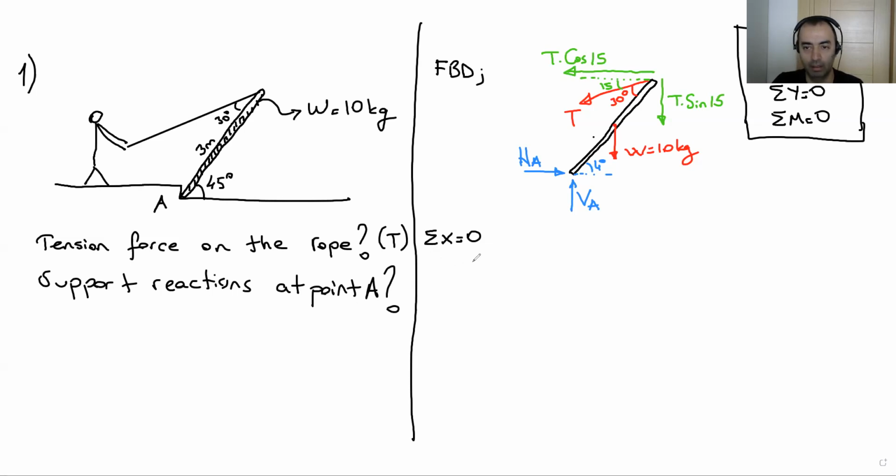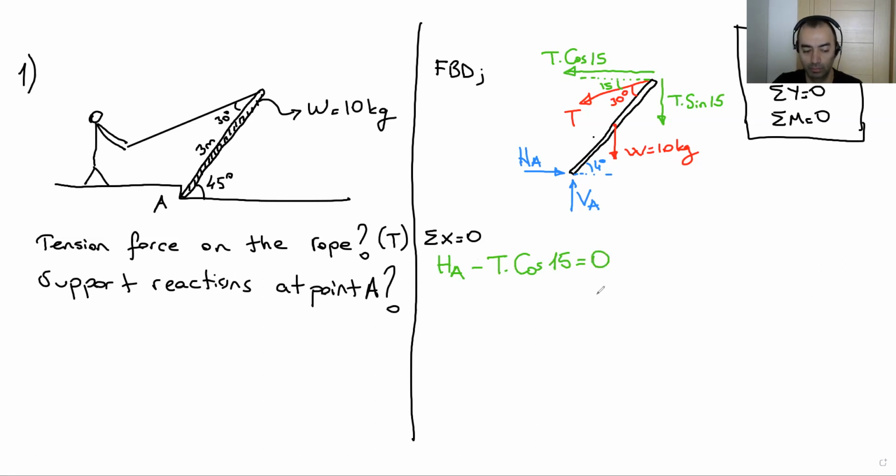Okay, let's write the horizontal equation. Let's look at the HA. HA is in the positive direction, positive X direction. HA, it's positive. Let's have a look. T cosine 15. It's in the negative X direction. Remember, we are doing a vectoral calculation. That's why we have to consider the directions. Okay, so minus T cosine 15 equals 0.